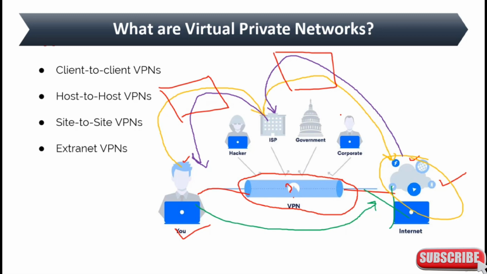And the last kind of VPN is extranet VPN. Extranet VPNs allow an organization's suppliers, partners and customers to be connected to the corporate network in a limited way for only business purposes. So these are the types of VPNs that you need to remember.